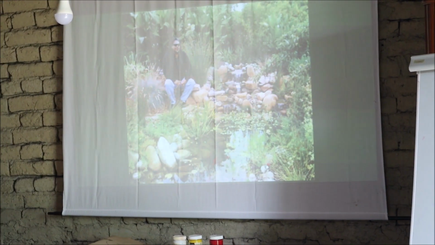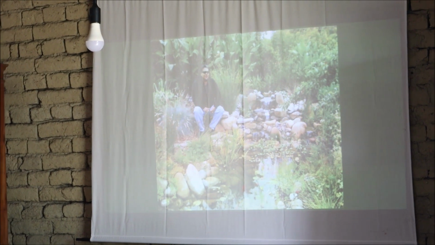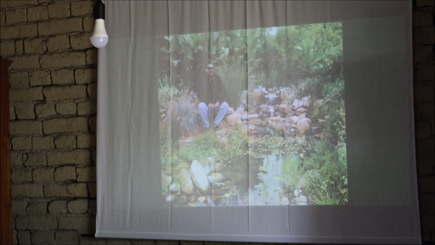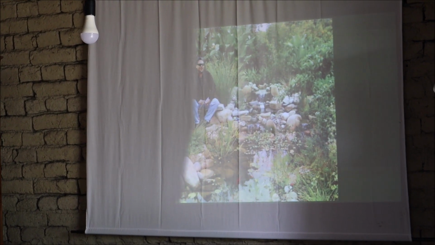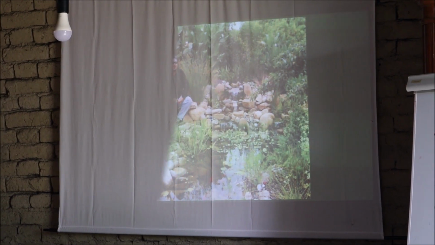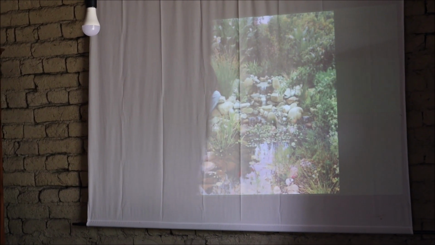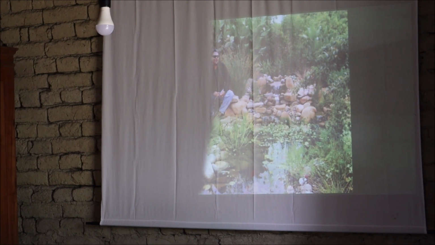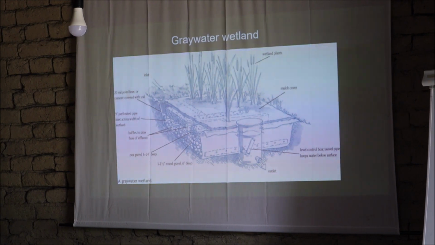Yeah, so okay, this is just an illustration of what very intense ponds might look like. They have a little water feature, waterfall. It's quite nice. This kind of planting usually takes several years to accomplish, and the guy is a pro. So, gray water wetlands.